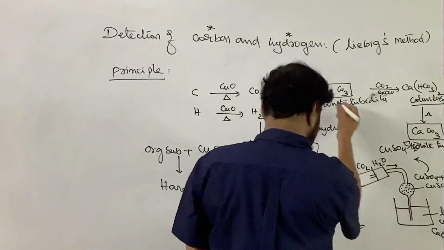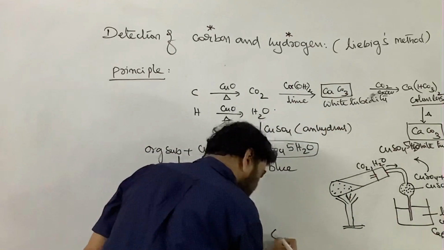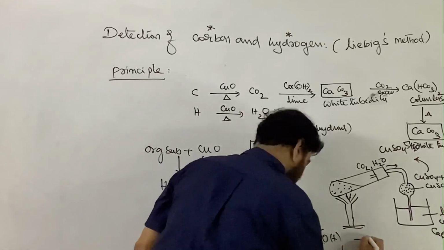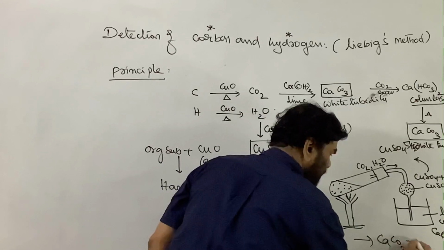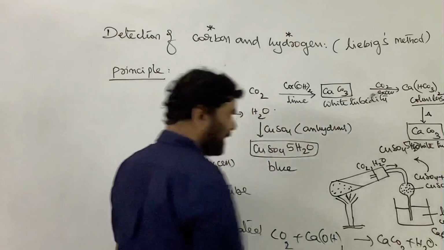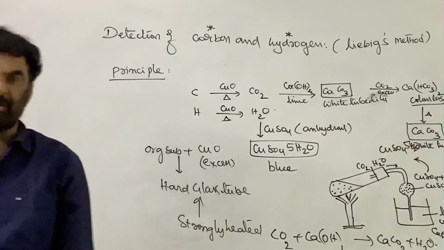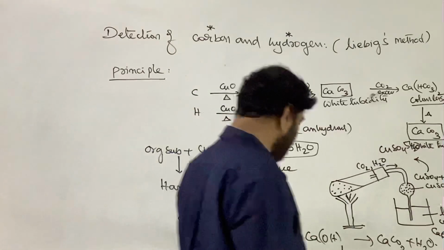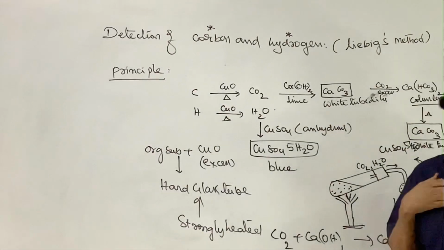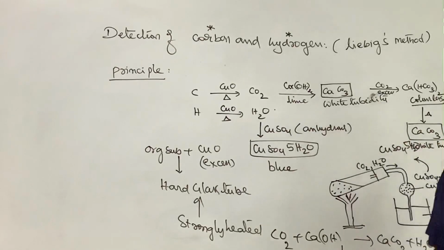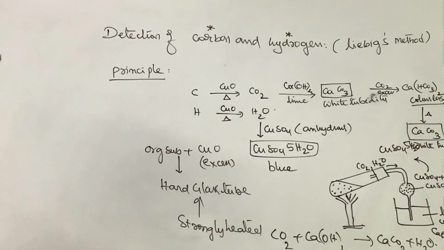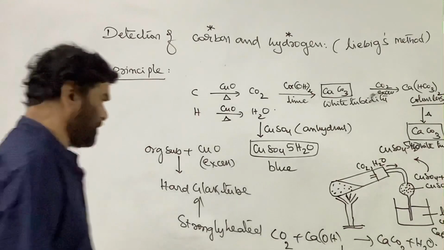This is the reaction: carbon dioxide plus calcium hydroxide gives calcium carbonate plus water. Calcium carbonate, a milky solution, is formed. White turbidity is formed. And if you pass excess carbon dioxide, the turbidity disappears. This is Liebig's experiment for detection of carbon and hydrogen in the given organic compounds.